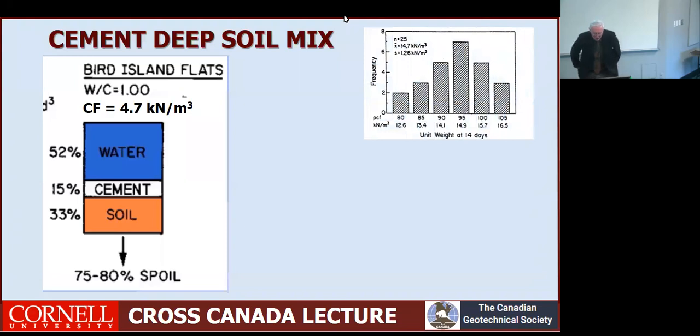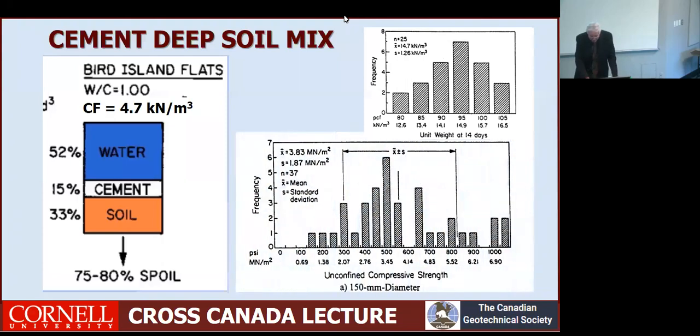What's interesting is that if you now look at a histogram of the unit weight at, let's say, 14 days, the unit weight of this is 14.7 kilonewtons per cubic meter, as opposed to the 18.8 kilonewtons per cubic meter of the soil that was originally in place. When you introduce cement, you replace it with so much water that you actually reduce the unit weight of the soil substantially, in this case about 20%. And that can become important sometimes in generating frictional resistances in areas below where you want to get some shear resistance at the toe of these elements.